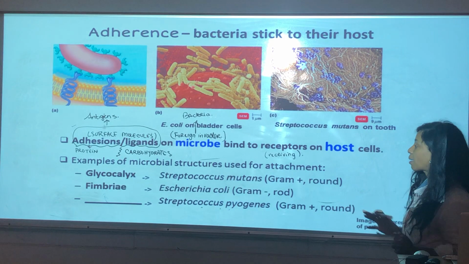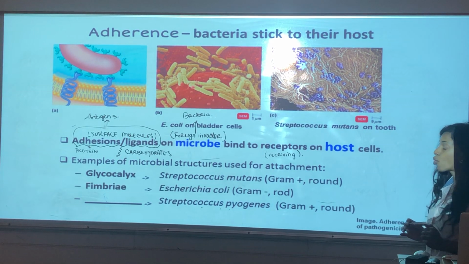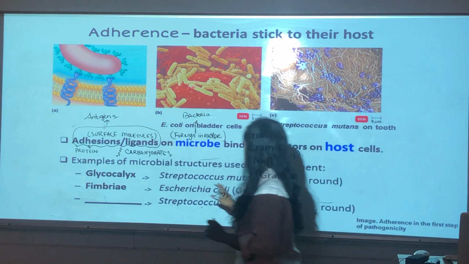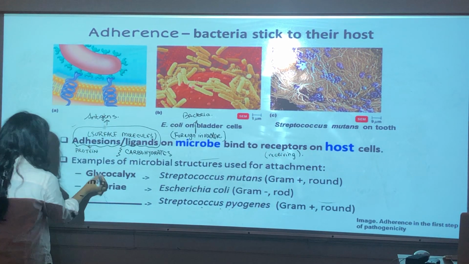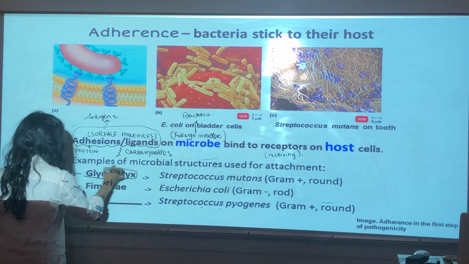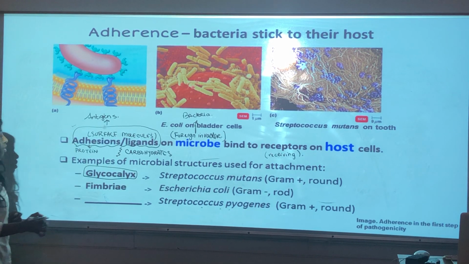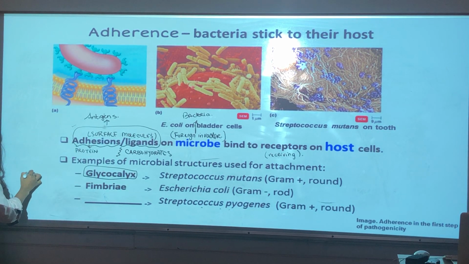So there are different examples of attachment points for our bacterial invaders. For Streptococcus mutans, they have glycocalyx, all right? So for glycocalyx, is this made of a protein or carbohydrate?